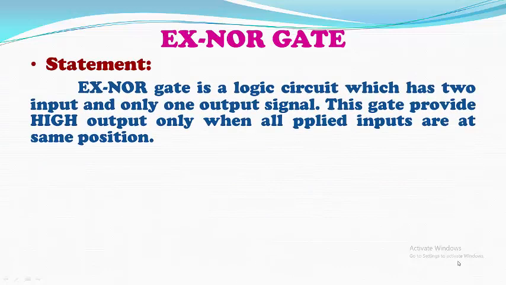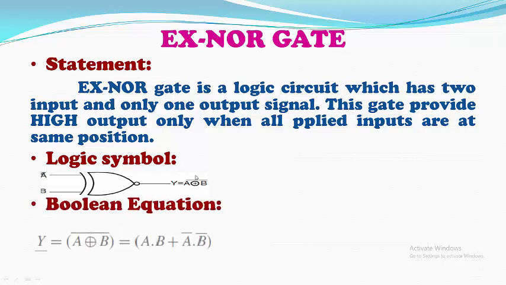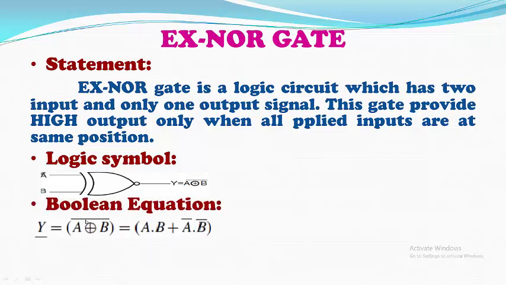Now we will see the last logic gate, that is nothing but the XNOR gate. XNOR gate is also a logic circuit. It has two inputs and only one output signal. This gate provides high output only when all applied inputs are at the same position. Logic symbol. This is the logic symbol of XNOR gate, which has A and B inputs, and A XOR B whole bar is the output equation of this XNOR gate.